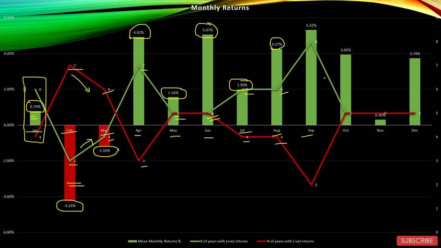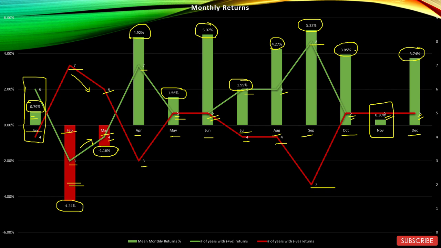September, quite a strong month. In fact, the strongest of all for this sector with 5.32% average monthly returns, eight positive years and two negative years. October, another good month, 3.95% average returns, five positive, five negative. November, another flat month with negligible returns of 0.30%, five positive and five negative years. And December, another strong month with 3.74% average returns, five positive and five negative years.